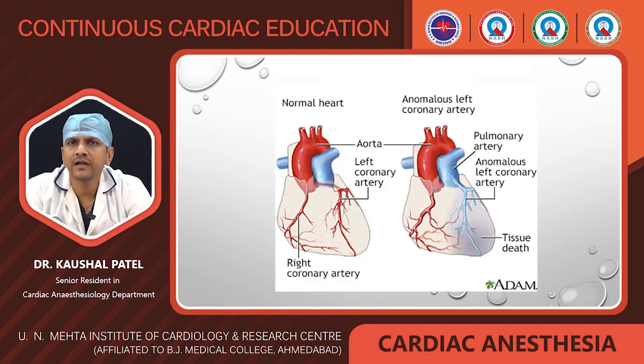Now coming to the normal anatomy of the heart. The heart is supplied by two coronary systems, the right coronary system and the left coronary system, which both originate from the aorta. But in ALCAPA, the right coronary system originates from the aorta, and it supplies oxygenated blood to the right side of the heart.